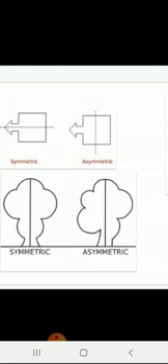What is meant by an asymmetrical shape? Shapes with no lines of symmetry are called asymmetrical shapes. Here for this shape there are no lines of symmetry, isn't it? Now see the next one, symmetrical.